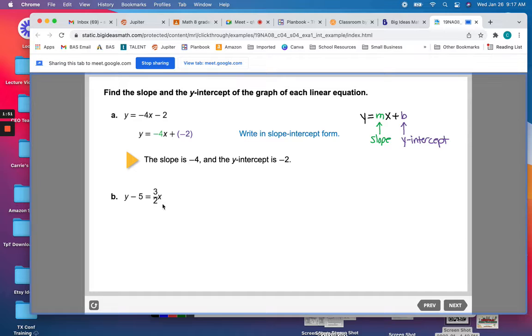Then for b, you have to look at this one and say, is this in slope-intercept form? Is y already solved? No, it is not. We see that we have a -5 here, so we need to move this over to the other side. How would you move -5? You would add it. Add 5 to the other side, and you're left with y equals 3/2 x plus 5. Now it's in slope-intercept form. So you can just look at the position right in front of x being your slope, and at the end being your y-intercept. So slope is 3/2 and y-intercept is 5.